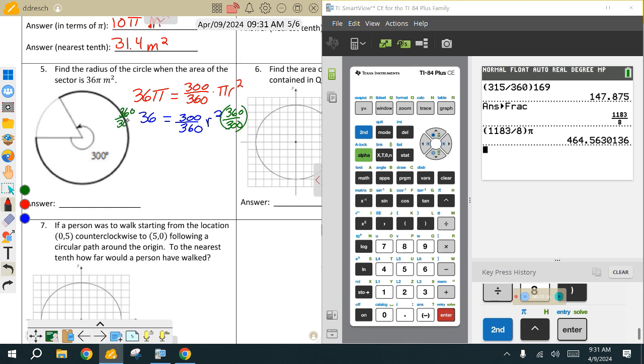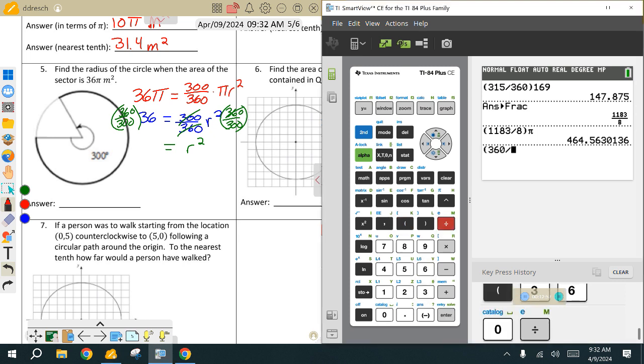That's going to get rid of 360, 300, and there's the r squared. The 360s cancel, the 300s cancel, right-hand side. Just let your calculator clean that up. Don't try to do it on your own. Just let your calculator do it. 360 over 300 times what? 36.